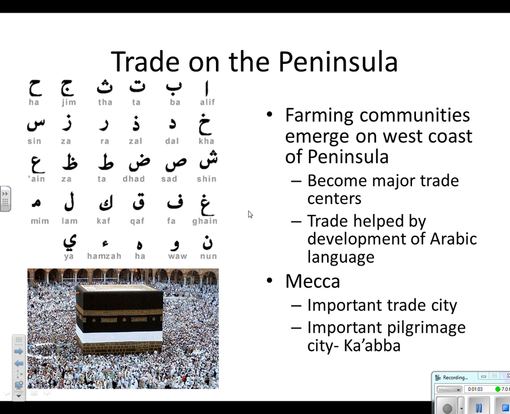So early on, there were farming communities along the west coast of the peninsula, in those areas that were not brown on the previous map. Eventually, though, people are going to realize that the success of the region is going to be based not on farming, but rather on trading. So a lot of these early farming communities are going to become major trade centers later on. As traders started to trade up and down the coast, they realized they needed a common language, or a vernacular, to be able to successfully trade. And this led to the development of Arabic, which we can see on the screen over here.